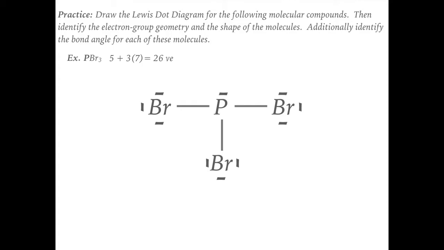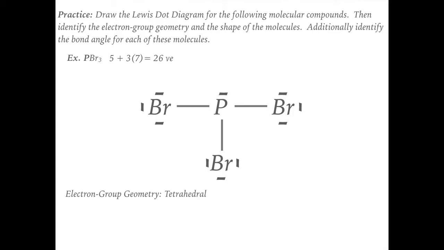Now if you notice, I've got 1, 2, 3 bonding pairs, because I've got 3 bonds there, and then I've got 1 lone pair. So I've got a total of 4 electron groups, which means the electron group geometry is going to be tetrahedral.